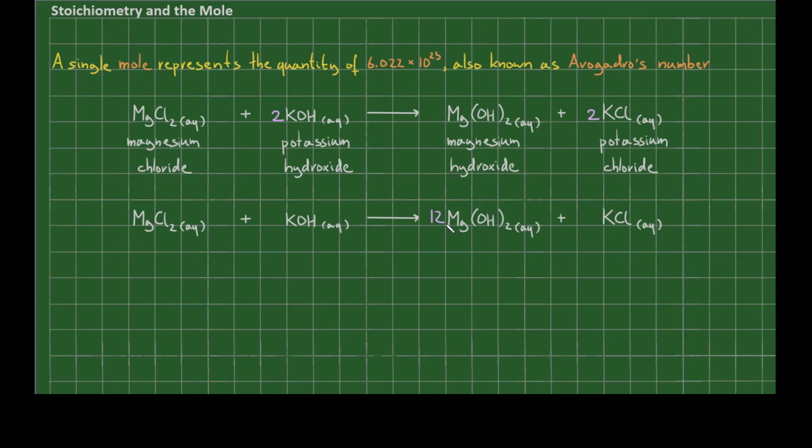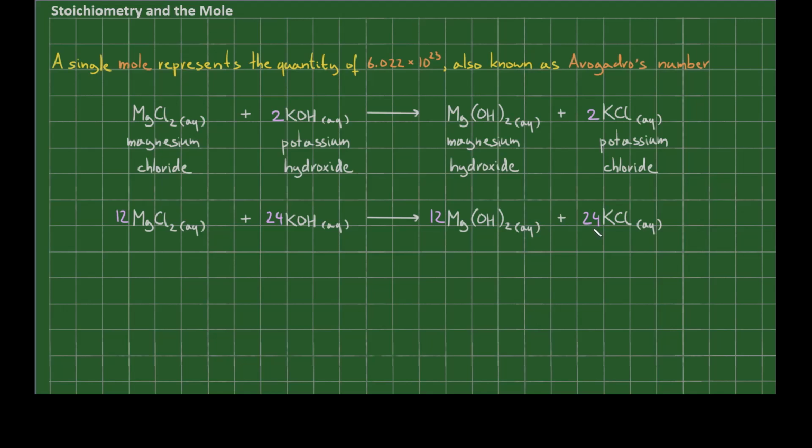Recall that chemical reaction equations represent directly proportional ratios. Whatever happens to one component needs to happen to the others. I have increased magnesium hydroxide 12 times. Therefore, that is what needs to happen to my reactants as well. And now I could say to get a dozen of magnesium hydroxides, I would require a dozen of magnesium chlorides, 2 dozen of potassium hydroxides, and I would also end up with 2 dozen of potassium chlorides as a byproduct.